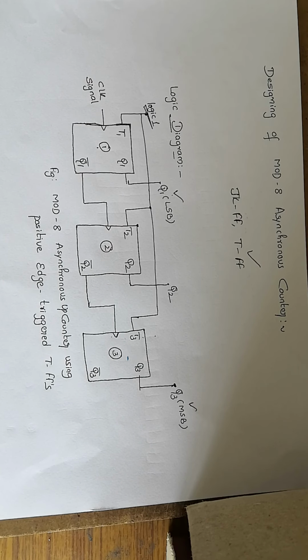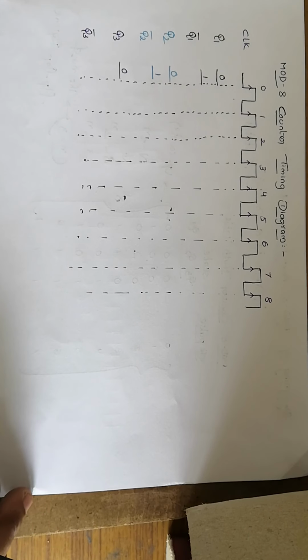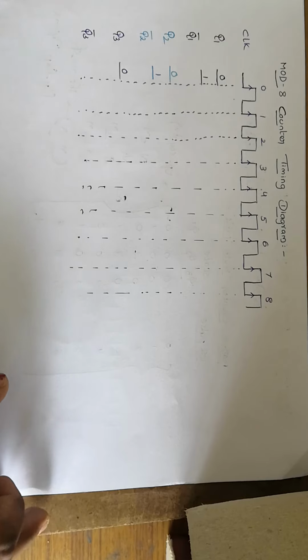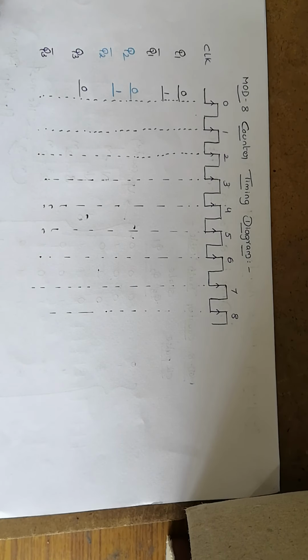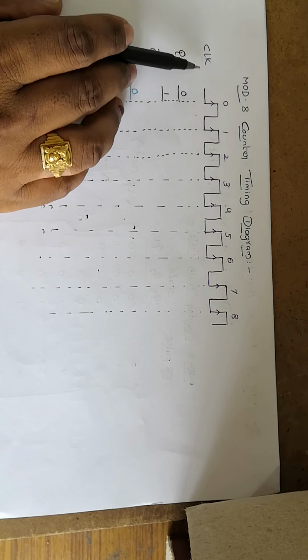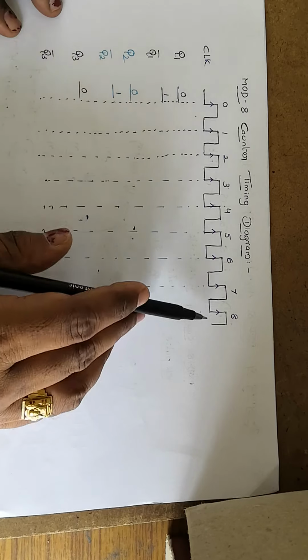Let us see the timing diagram of the modulo 8 asynchronous counter. With the timing diagram, we can easily understand the working principle of the modulo 8 up counter sequence. This is the timing diagram, and here the clock input is like this. How many clock pulses are drawn here?